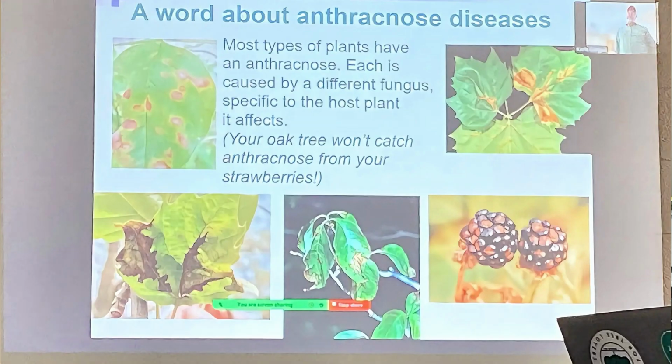A word about anthracnose diseases. Most types of plants have them, each caused by a different fungus specific to the host plant it affects. Your oak tree won't catch that from your strawberries.